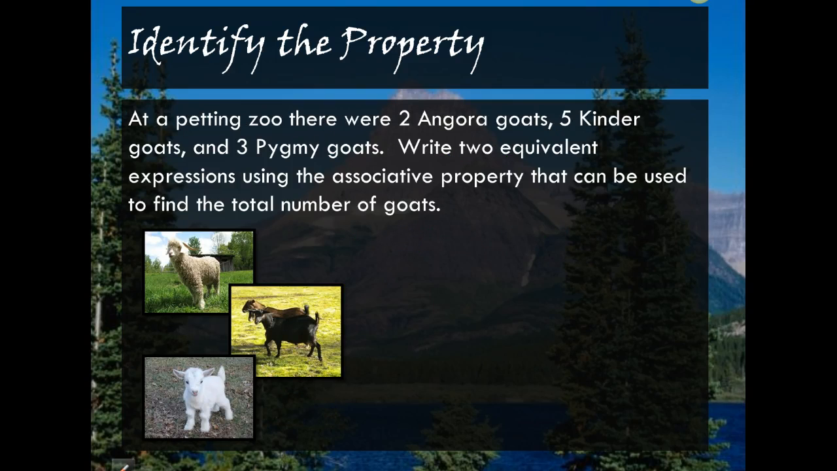At a petting zoo, there were 2 Angora goats, 5 kinder goats, and 3 pygmy goats. Write 2 equivalent expressions using the associative property that can be used to find the total number of goats. We know that the associative property changes the grouping of the numbers. In order to find the total number of goats, we will have to add them together.